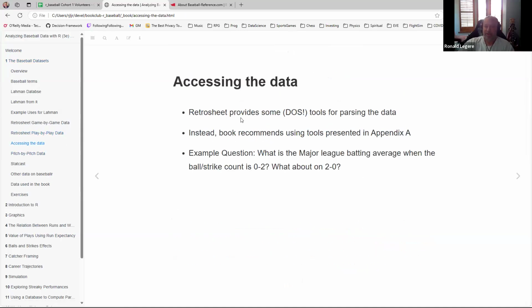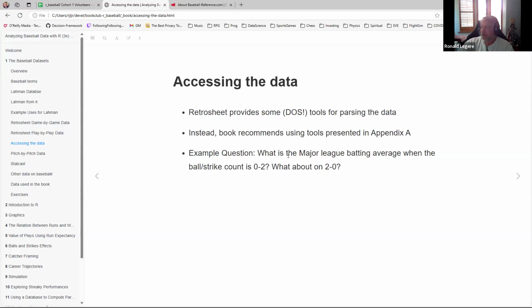Oh yeah, so here, I knew I had something to say about this. Retrosheet does provide some tools. Unfortunately, they're like old DOS tools, which probably won't work on your Mac, for example, for parsing this data. But the book does have some tools that they present in Appendix A that use the baseball R package. But even then, it's still kind of a pain, because I looked in there and it turns out you need not only the baseball R package, but also a command line tool set. I forgot the name of it already. But there's some command line tool set that the baseball R package needs to be able to parse the data. So that'll be interesting to see how that all works.